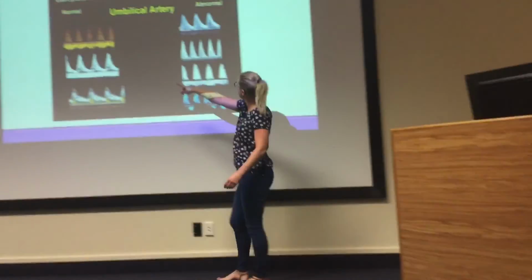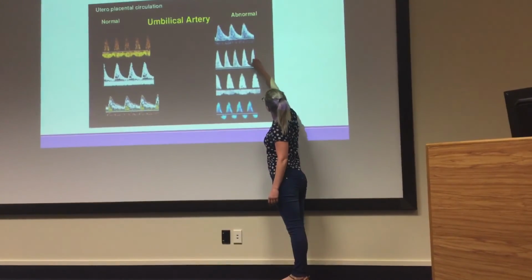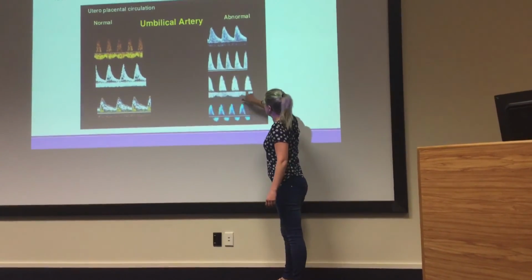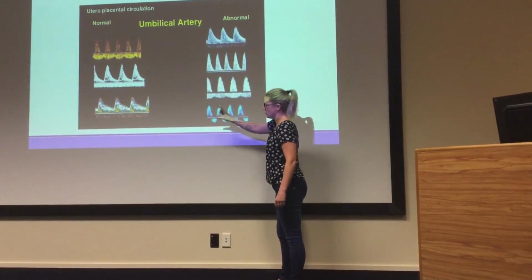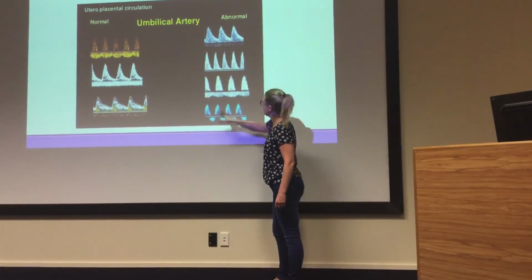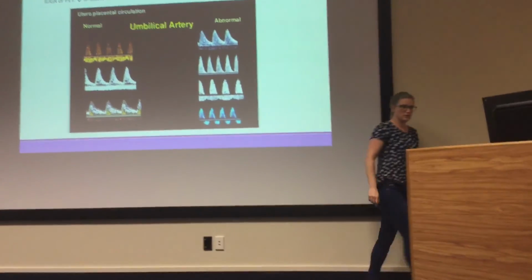These 3 are normal. This here is starting to get reduced end diastolic flow, the other points are lower. This is absent, and this here is reversed. So that means that the blood in the artery is actually going forwards and backwards, forwards and backwards. It should always just be going forwards. These are the ones that don't really have a good outcome associated with them.